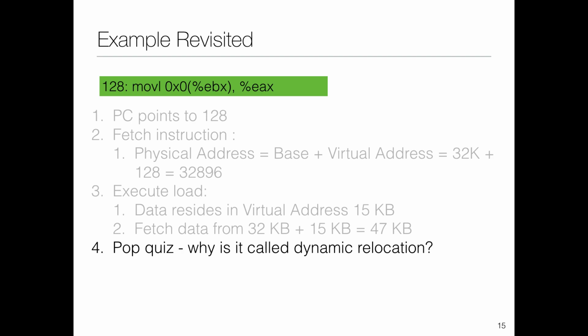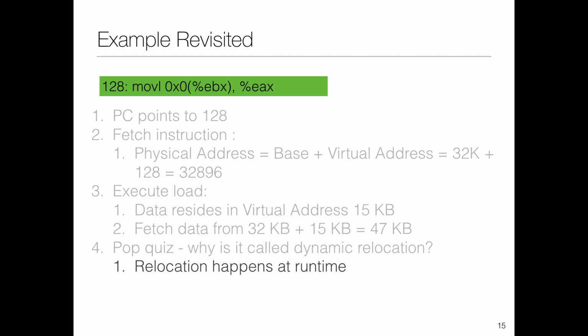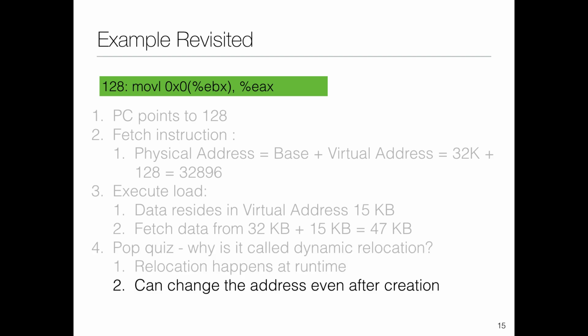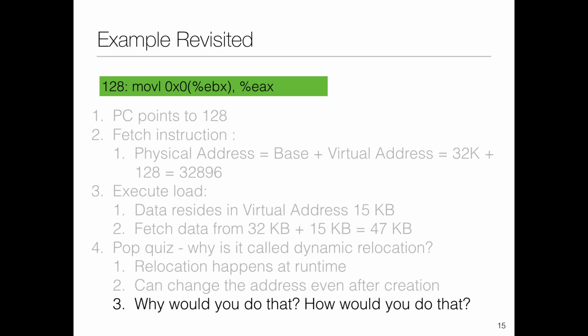The program will run transparently. That's, again, one of the goals of memory management. The program has no clue what has happened with it. Next time the instruction executes, it will go to the new physical address space without being affected. So we can change the address even after creation. Why would you do that? One of the reasons could be defragmentation.